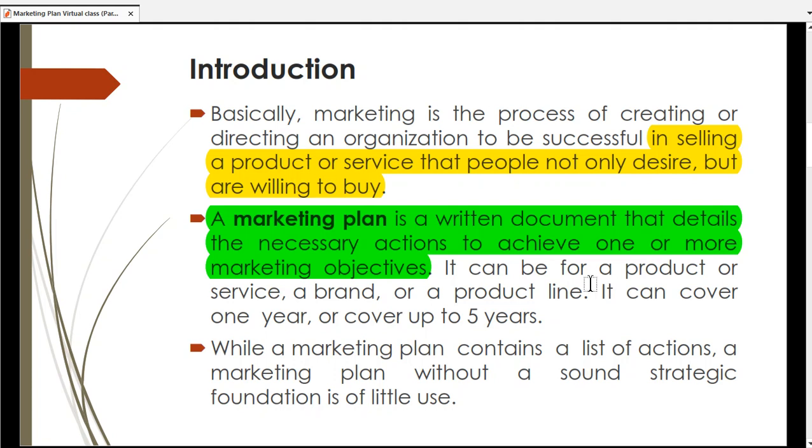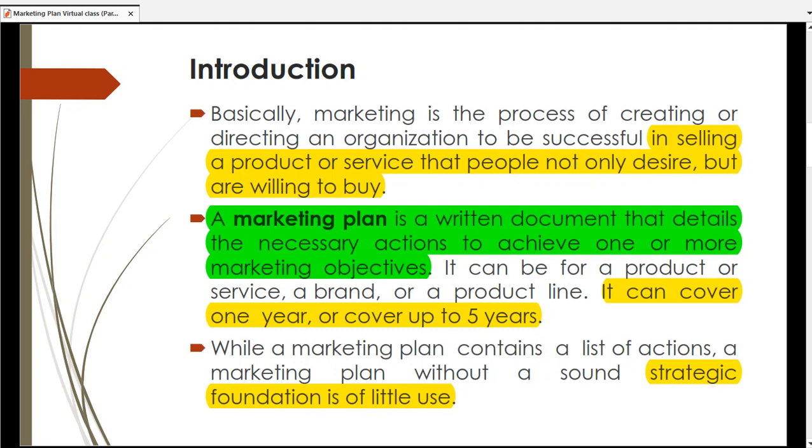So it says, from the perspective of the time frame, it can cover 1 year or up to 5 years. So it's short or medium term normally, right? Not long term. Why? It can be for long term, but it's not so successful because the longer the time, the less updated it is. The idea is to make something that is updated, something that follows the tendencies of the markets. That's why. While a marketing plan contains a list of actions, a marketing plan without a sound strategic foundation is of little use. This is something extremely important. Extremely important. Okay?